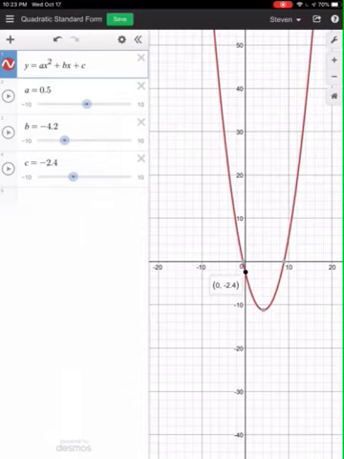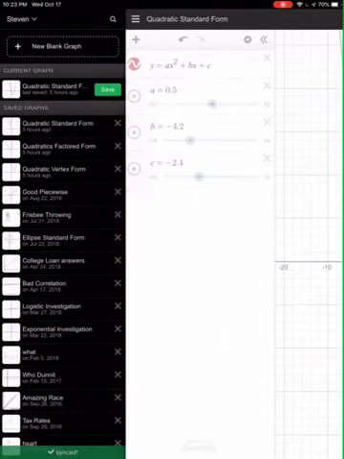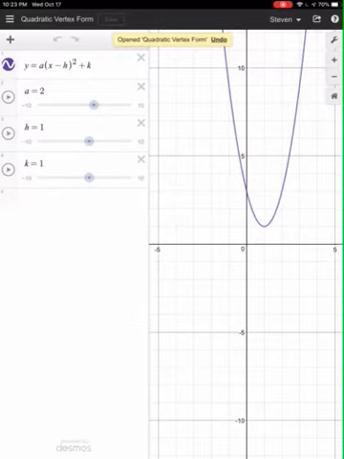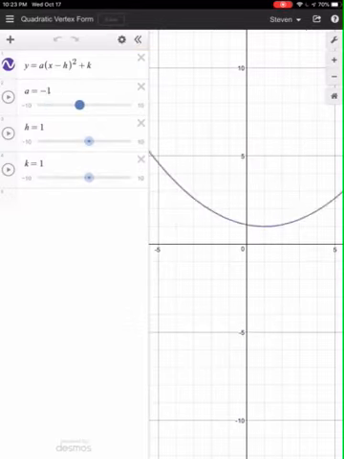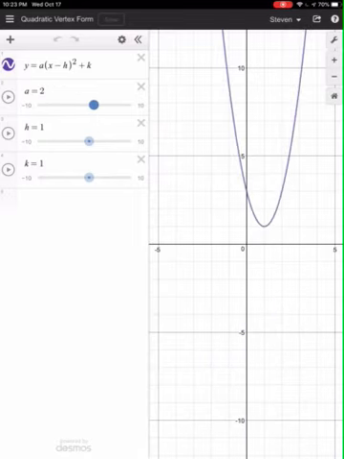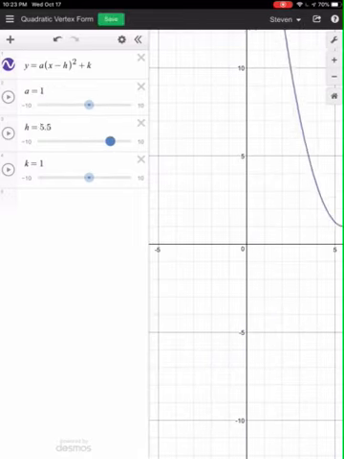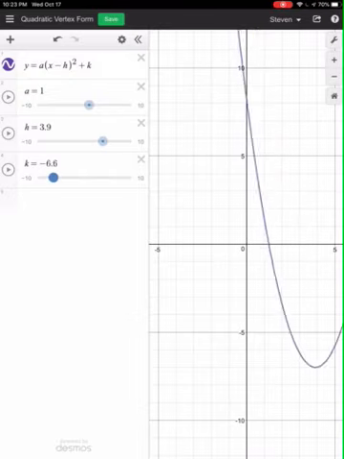So if we look over here, now I have one that's in vertex form. And so now A is still changing the stretchiness of it, but now it's not moving the vertex. And then H is just going to move it left and right. K moves it up and down.